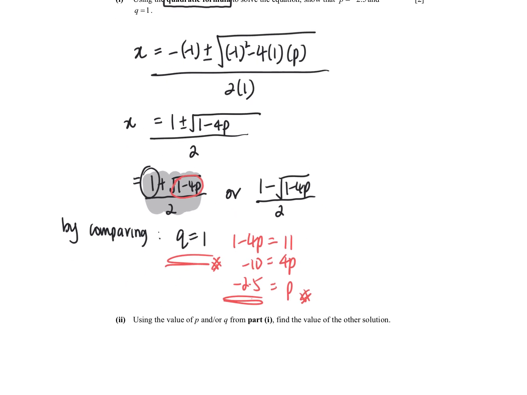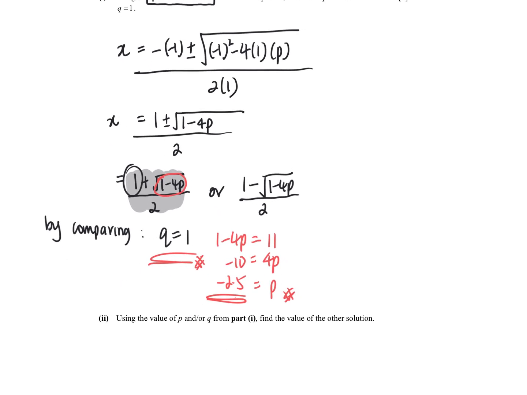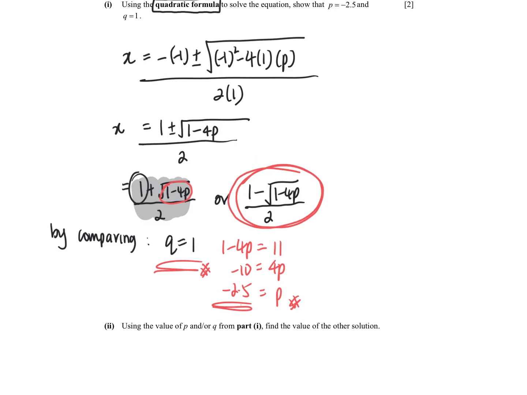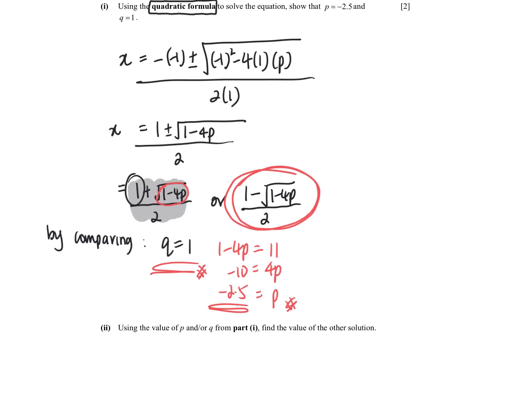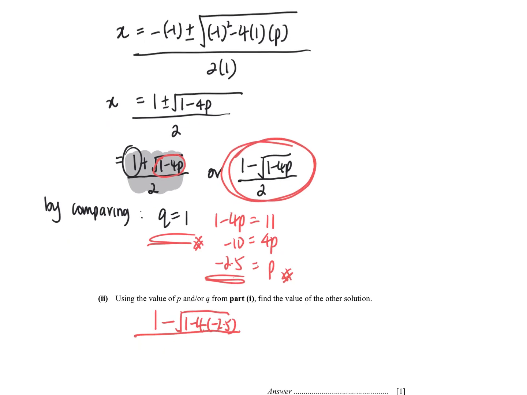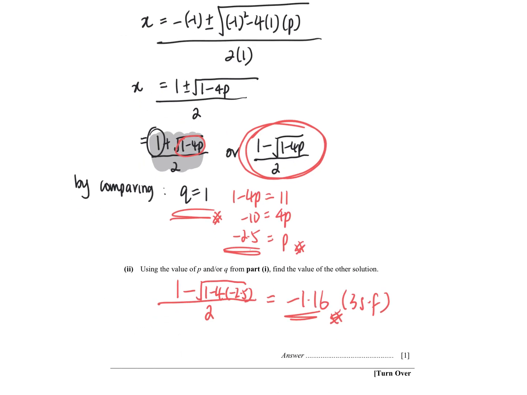Okay, then they say using the value of P and Q, go and find the other solution, which is this one. So just go and put your P and Q in. My P is -2.5. Then Q is just 1. Okay, so this is the other solution. You should be able to see that it is -1.16 to 3SF. So this is the other solution.